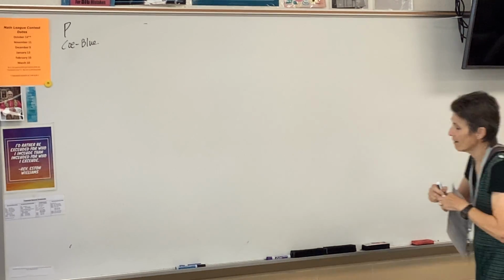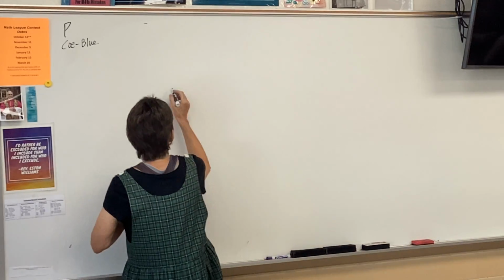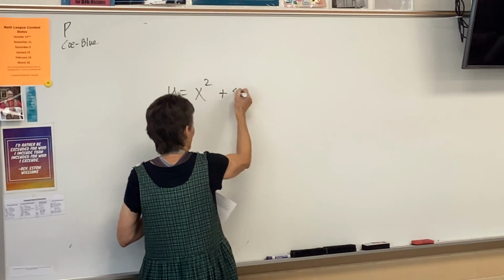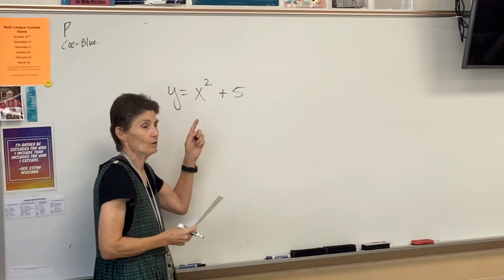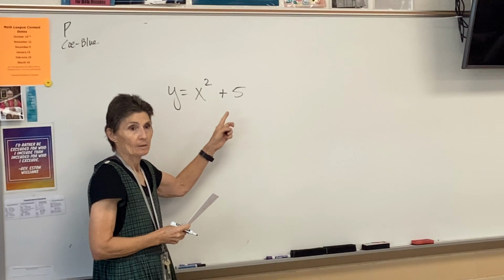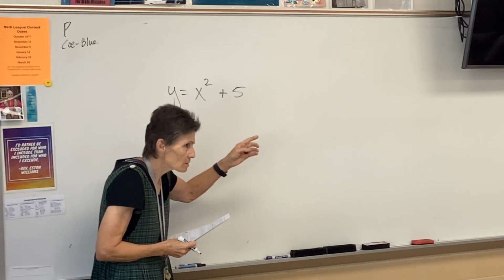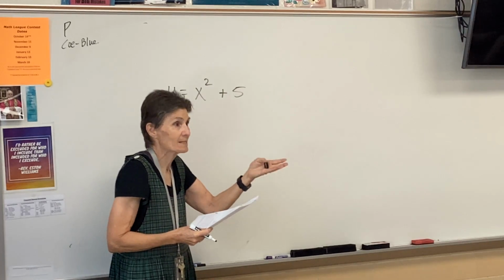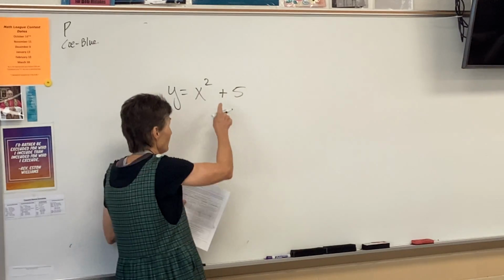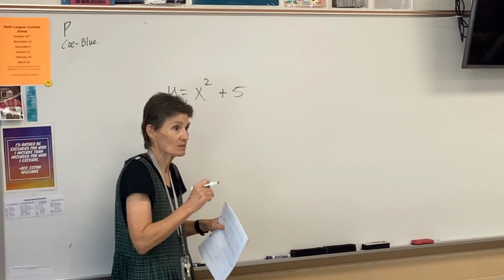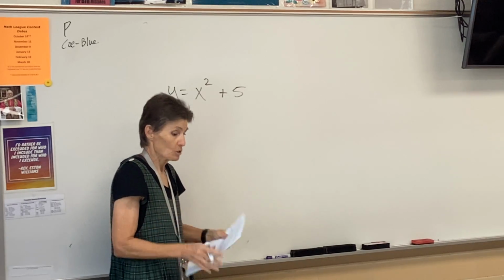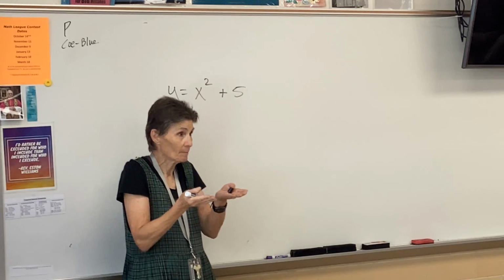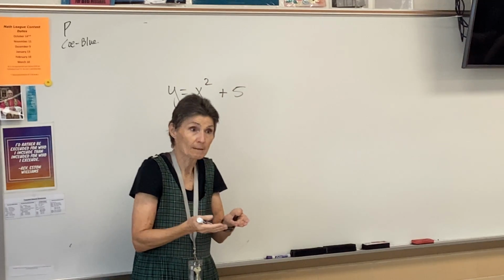If we have x squared, and we put a plus 5 on the end of that, what does that do? You know this. It moves it up 5. It's called a vertical translation. If it's a plus 5, it goes up, and if it's a minus 5, it goes down. So the picture is literally picked up and moved vertically.